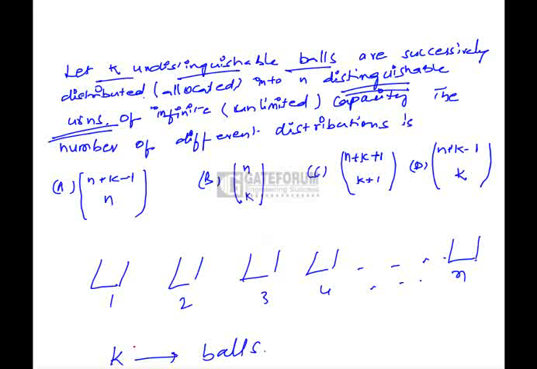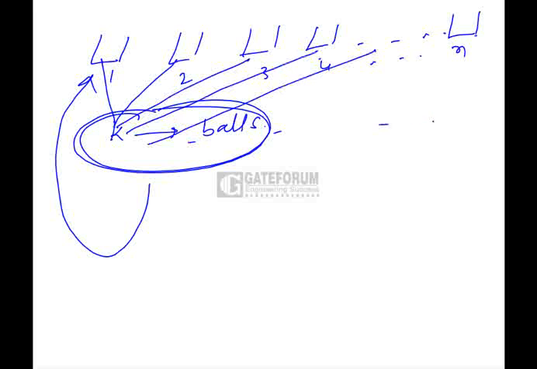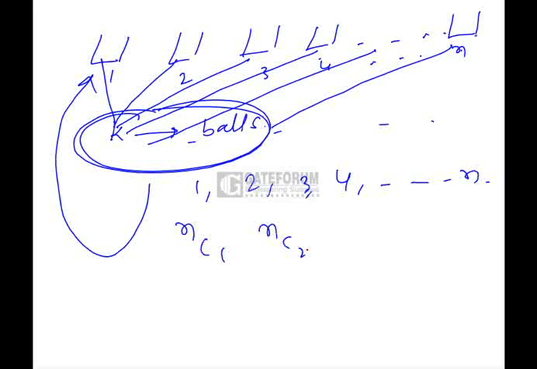Now, I can take all these balls and put them in urn 1, or I can distribute k balls into 2 urns, or into 3, or into 4, or into 5, and so on, or into n. So it is 1, 2, 3, 4, and so on up to n. That is nC1, nC2, nC3, and so on up to k. So this is the sum of binomial coefficients, which is n plus k minus 1 C k, which is option D.